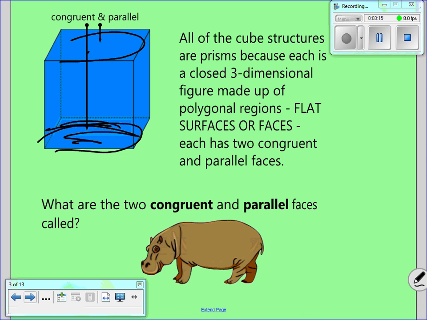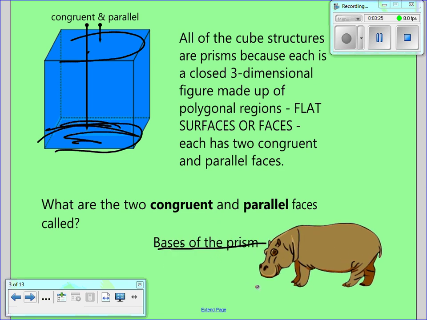What are the 2 congruent and parallel faces called? They are called, as I draw a line through them, bases of the prism.